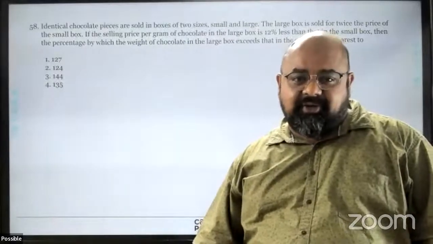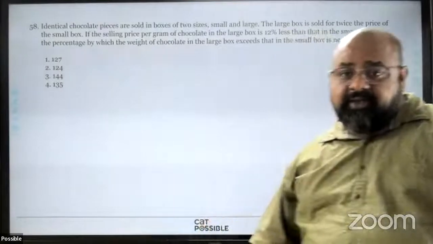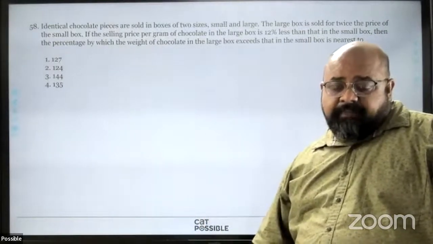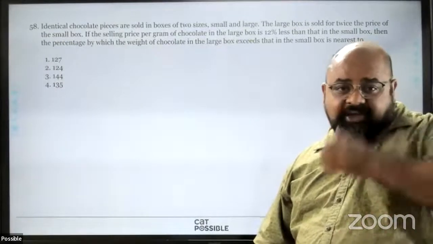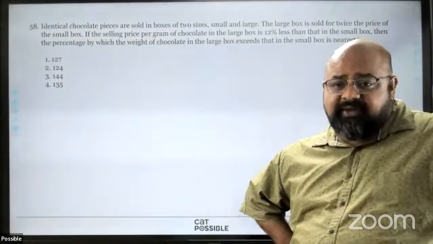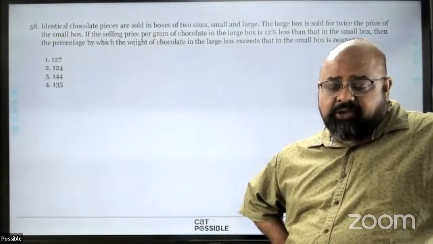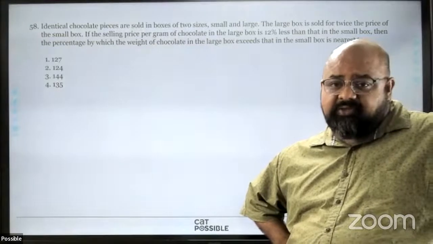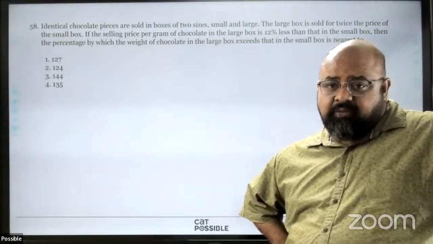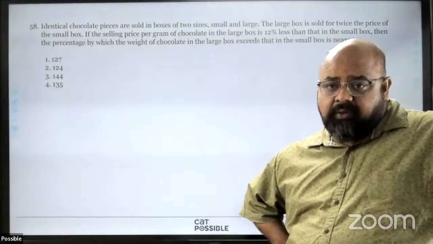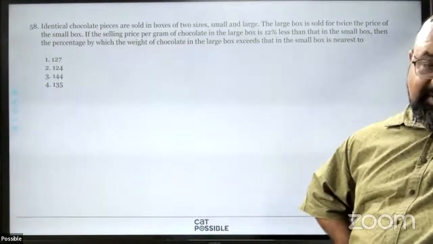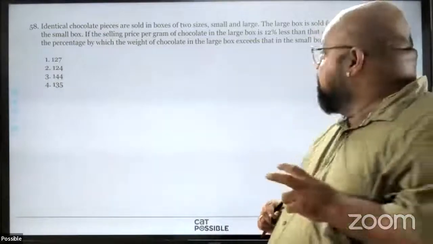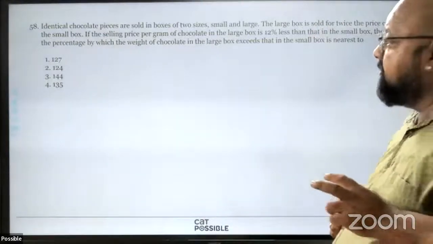Identical chocolate pieces are sold in boxes of two sizes, small and large. The large box is sold for twice the price of the small box. If the selling price per gram of chocolate in the large box is 12% less than in the small box, then find the percentage by which the weight of the chocolate in the large box exceeds that in the small box. Okay. So essentially we have to find the difference in weight, in percent.